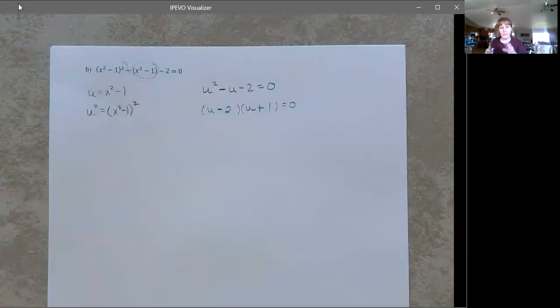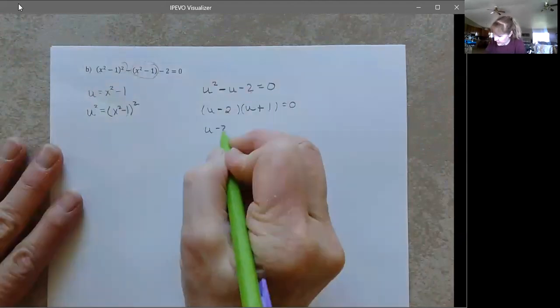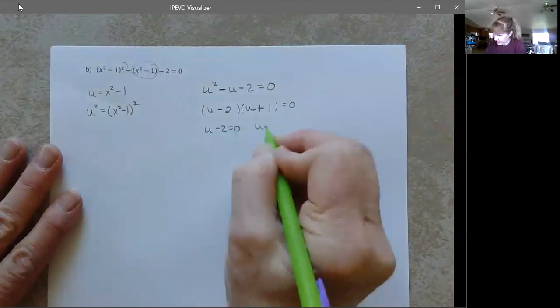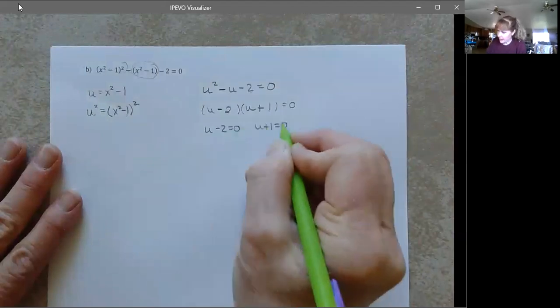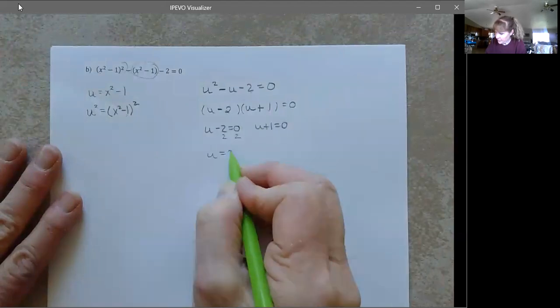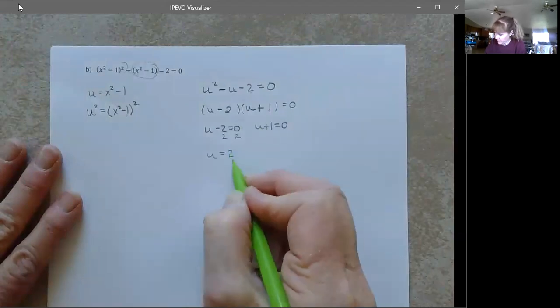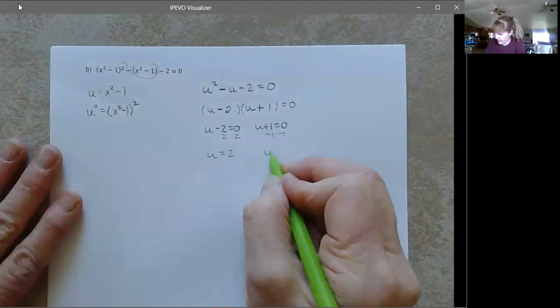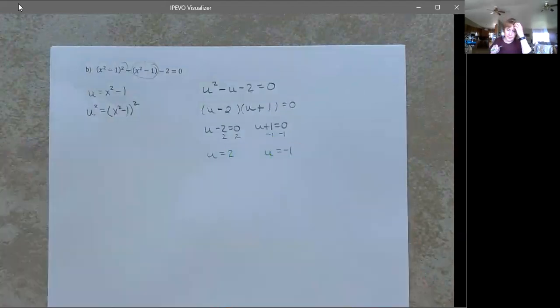Perfect. So, zero product property. We're going to set both of these parentheses equal to 0. They represent a number. One of these numbers needs to be 0. And we solve that. Add 2. So u is 2. And again, don't stop here because we're not interested in what u is. We're interested in what x is.